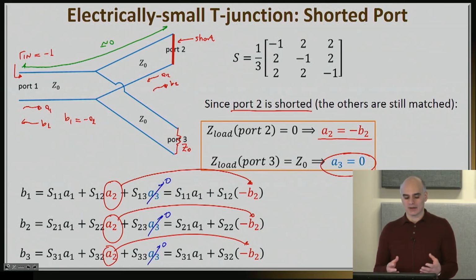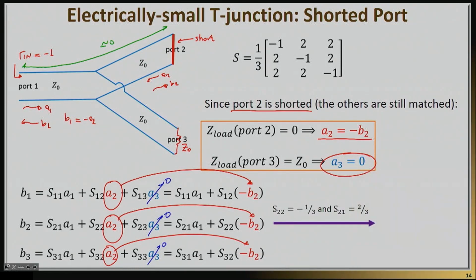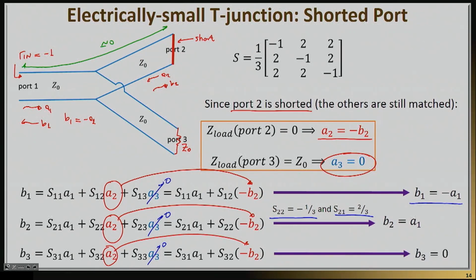So now I wrote the expressions for B1, B2, and B3 as a function of A1, A2, and A3, and I utilize what I do know for some of these waves: A2 is -B2 and A3 is equal to 0. From now on, it's really just a matter of algebra to find out B1, B2, and B3. For example, if I take the second equation and I utilize the fact that S22 is -1/3 and S21 is 2/3, then I can basically find out that B2 is equal to A1. Then if I use this result, I'll find out that B1 is negative A1, as I should have, and then B3 is equal to 0.